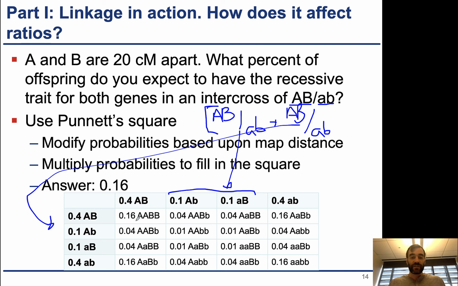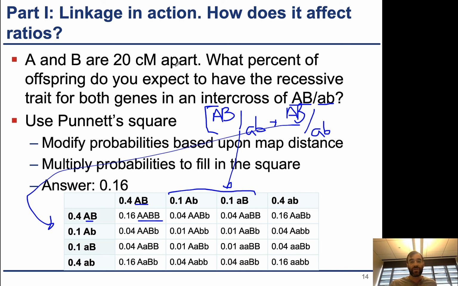And so now when I fill in the square, I not only combine the genotypes of the gametes to get the genotypes of the individual, but I also multiply the probabilities together. So this is 0.16 because 0.4 times 0.4 is just 0.16. Here the frequency is 0.04 because 0.4 times 0.1 is 0.04. And then in some cases it's down to 0.01, 0.1 times 0.1. Okay. So I do this for the entire square, and now if I add up all of these numbers together, they're going to add up to 1 because the genotypes have to add up to 1.